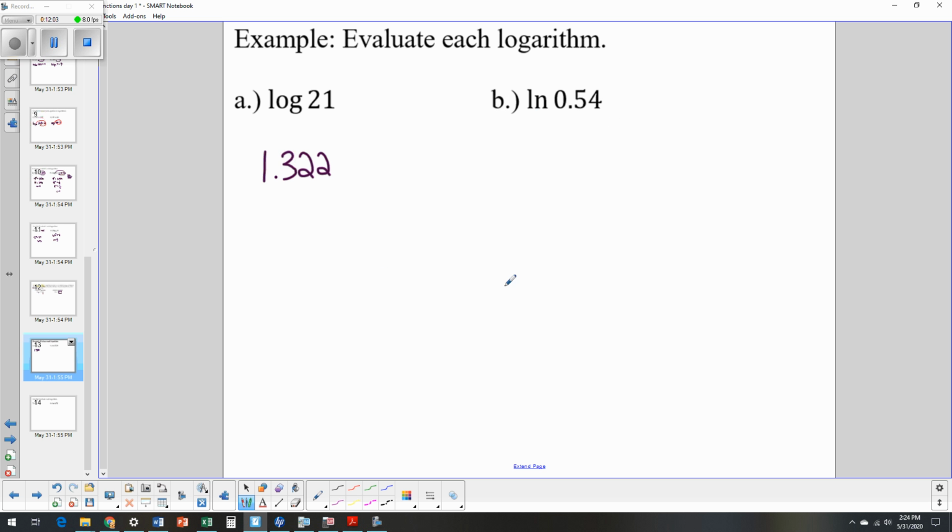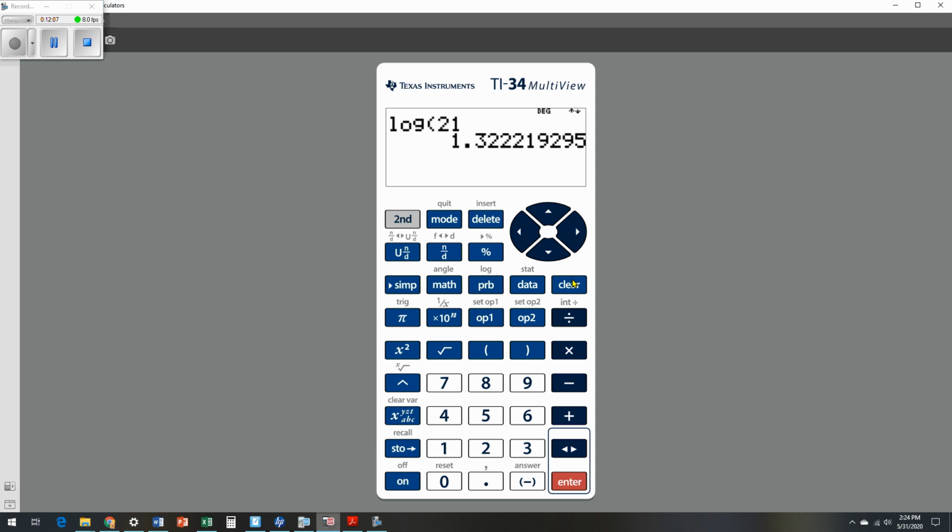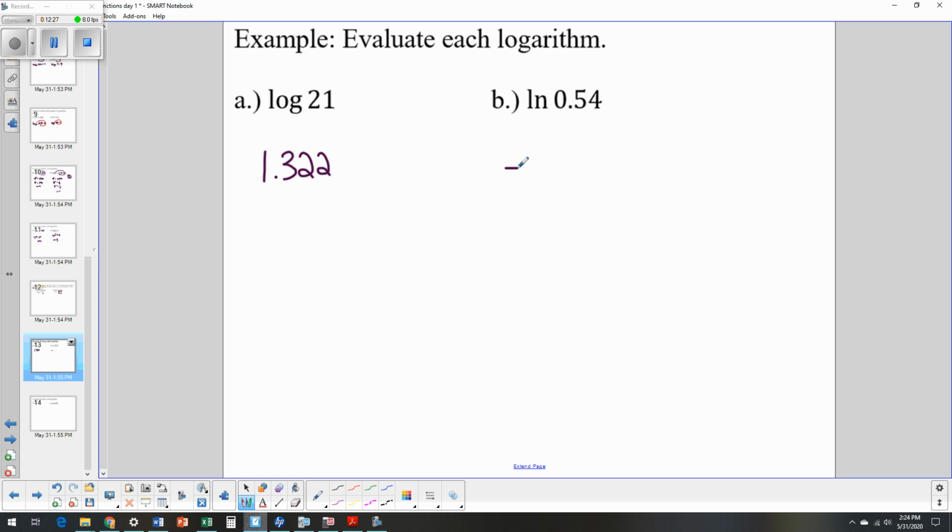For B, we want the natural log of 0.54. So let's clear this out. Again, I'm going to hit second, that button, and now I'm going to go over to natural log. So now I have natural log, and it was 0.54. So again, I'm going to go to three places. So I'm going to have negative 0.616. And that's all I have to do for evaluating these.